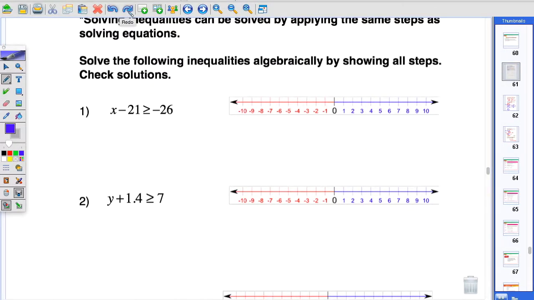Number 1 says x minus 21 is greater than or equal to negative 26. We want to find out what x is. Since it's x minus 21, we can add 21 to both sides to get the x by itself. Negative 21 plus a positive 21 is 0, and any number or variable plus 0 is that number or variable.